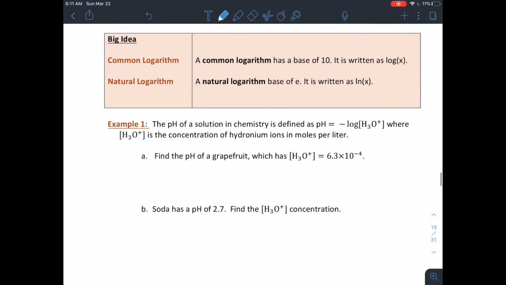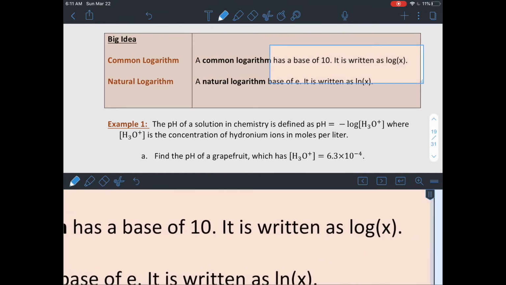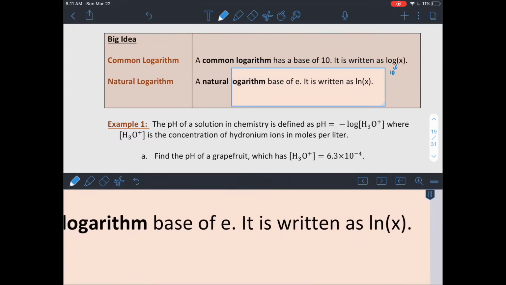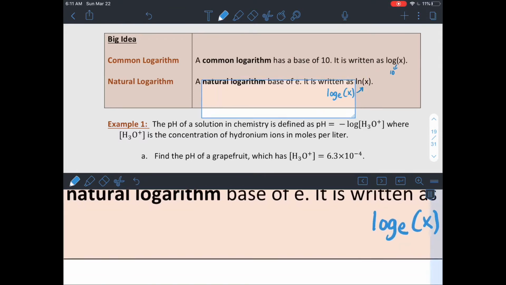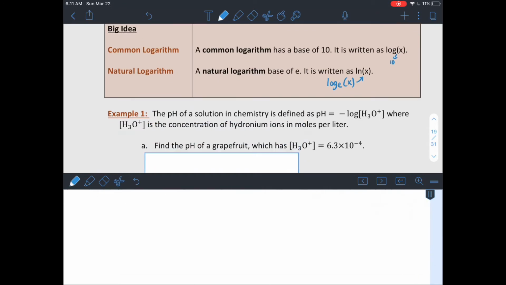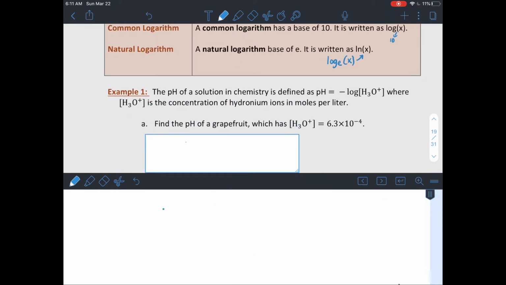Two special kinds of logarithms that show up a lot and are used for other things are the common logarithm, which is log base 10. If you see a log without a base written, it's base 10. Also, natural log is ln of x, and that is a log with a base of e. So let's do a couple of different problems here.